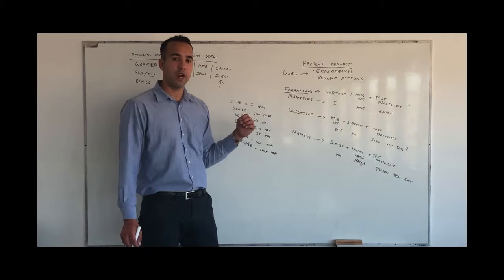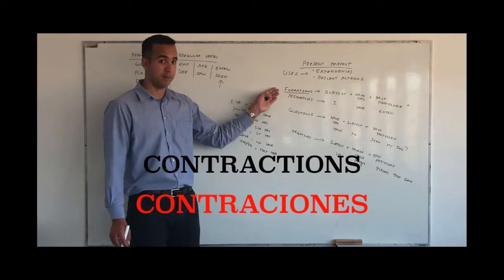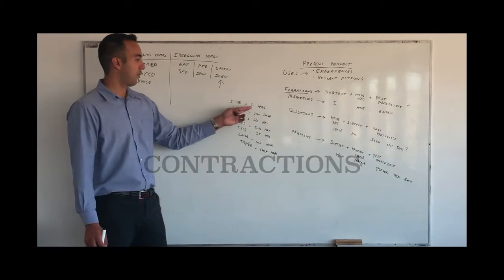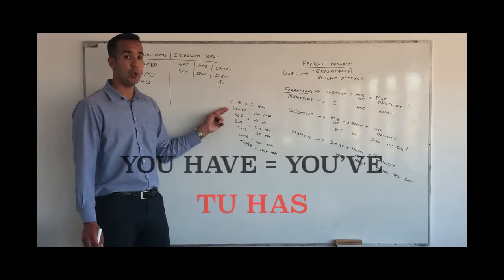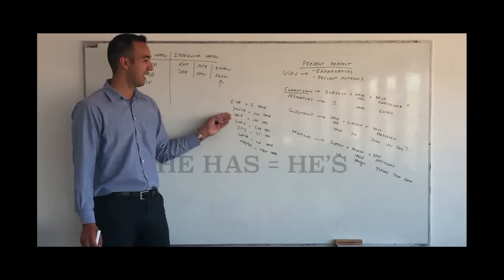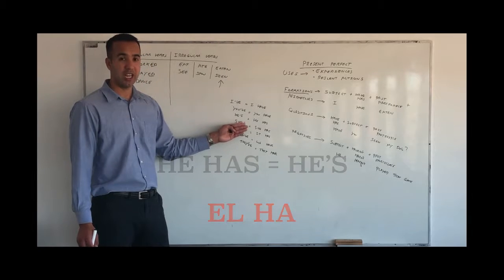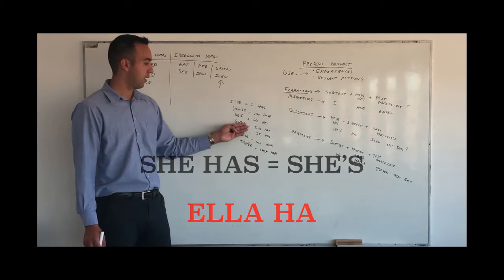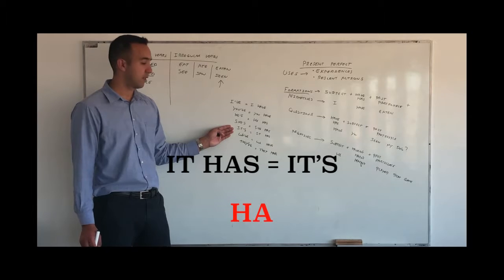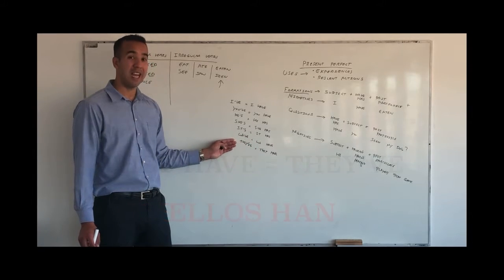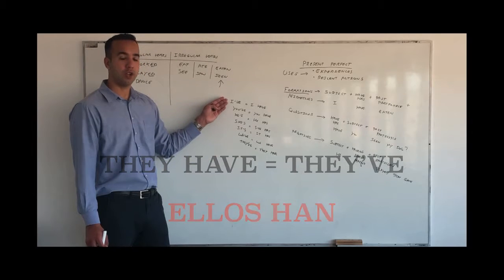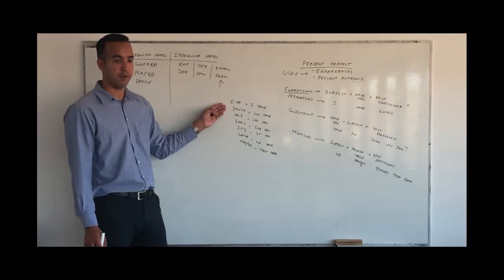Now let's look at the contractions with affirmatives. So the contraction of I have is I've. You have, you've. He has, he's. She has, she's. It has, it's. We have, we've. And they have, they've. So here are the contractions of the present perfect.